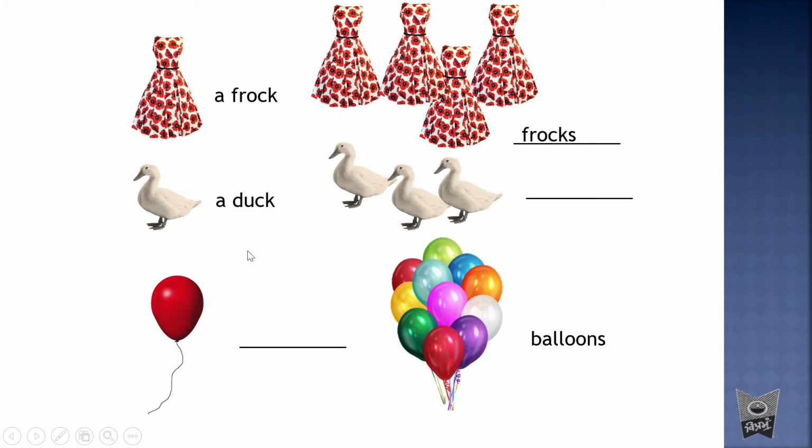Now look here. What is this? A duck. Okay, only one duck is there. Huh? And here many ducks are there. So what is the spelling of duck? D-U-C-K, duck. And I will add S to make it ducks. So what we will write? D-U-C-K-S, ducks. It's easy, no? Only S you have to add.